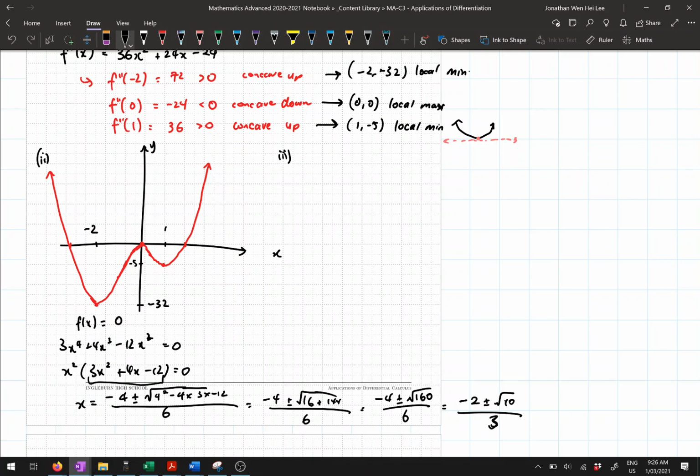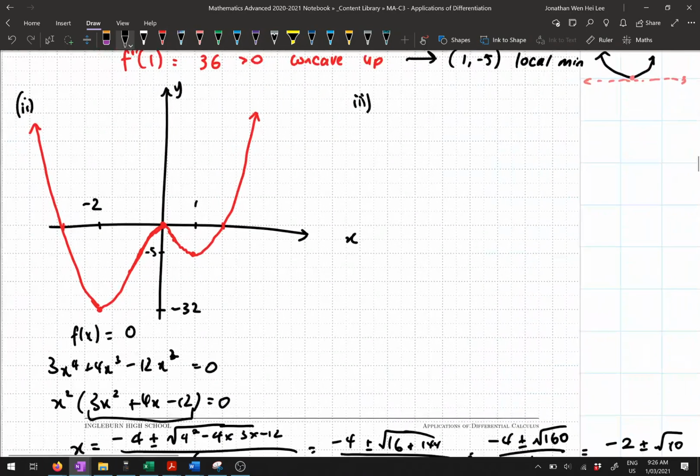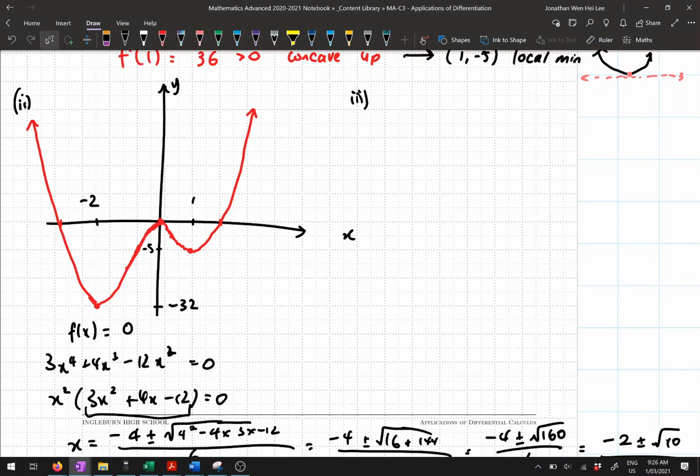If you have a look at part 3, for what values of x is the function increasing? If you have a look at your graph, how do we know if the function is increasing? The first derivative is greater than 0, that's one condition. But just by looking at the graph, it goes up. So which sections are going up? Between where? Greater than negative 2 and all the way to less than 0.